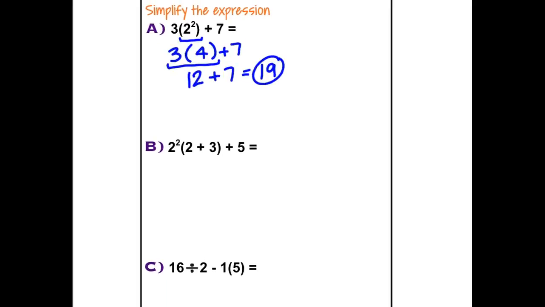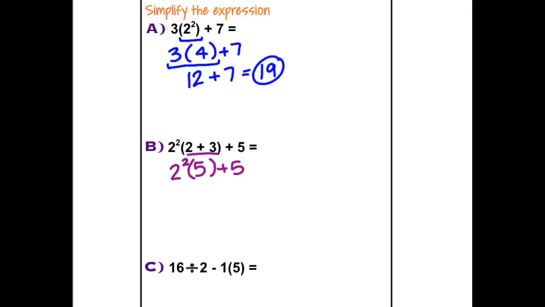Our next one, we've got 2 squared times the quantity 2 plus 3, plus 5. I'm going to start with 2 plus 3 because it's in parentheses. Could I, if I want to, distribute? We're not going to distribute. We only distribute if we have something inside that we cannot combine. So 2 plus 3 is 5. So I still have the 2 squared out front, plus 5.